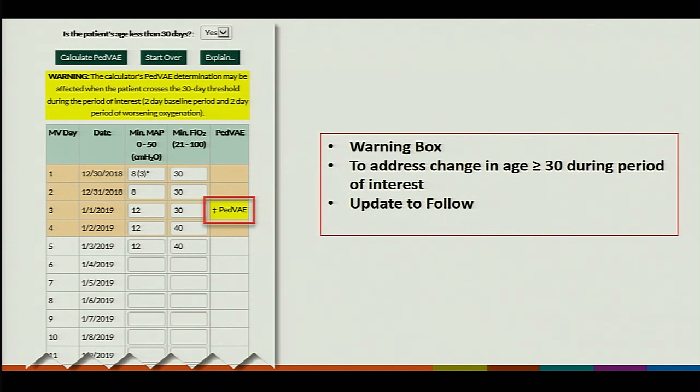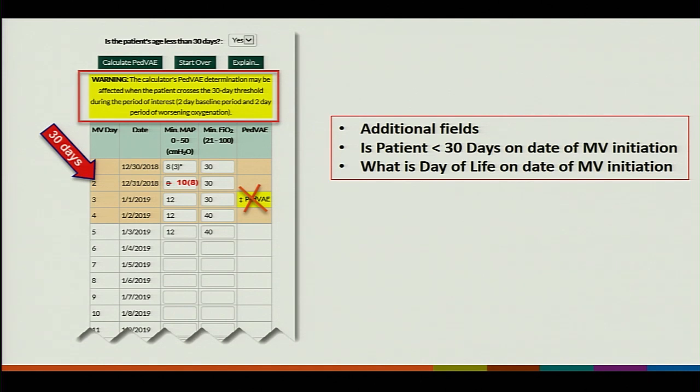What we determined is if a patient crosses over from less than 30 days to 30 days, now their values 0 to 8 are interpreted as 0 to 10, and that could potentially identify a PedVAE when it shouldn't have been, or misidentify a PedVAE. So we have placed this warning box in the calculator to just make you aware of that. And we will be improving the calculator so that you won't have to be aware of it yourself. The calculator will be aware of it.